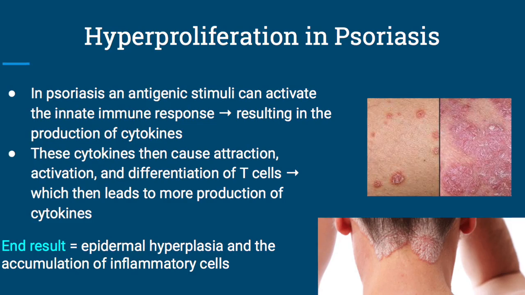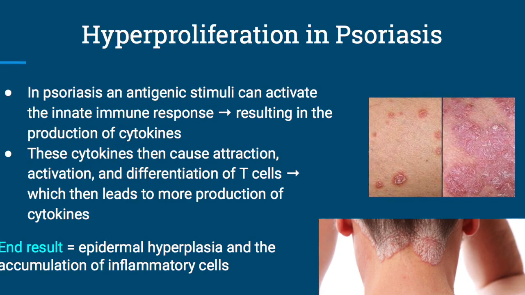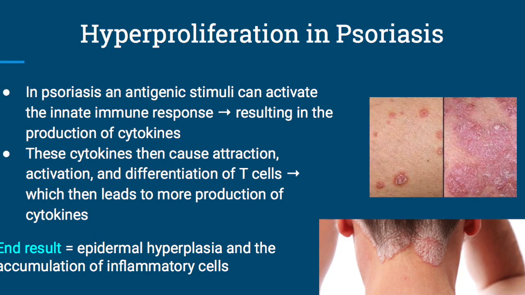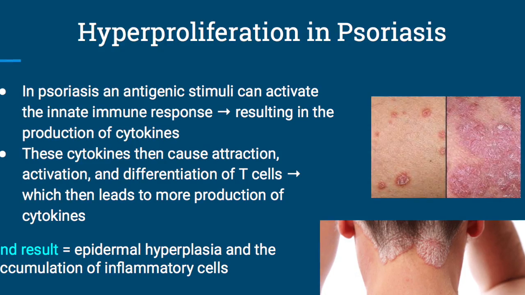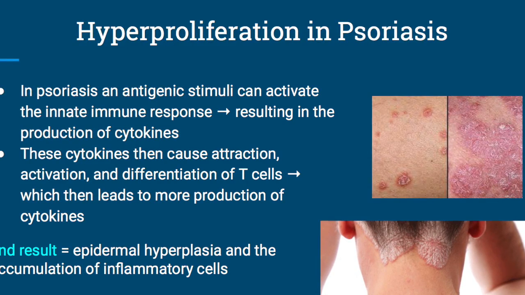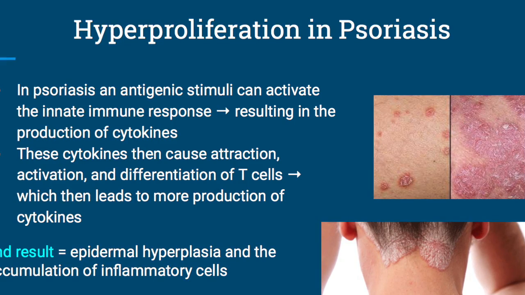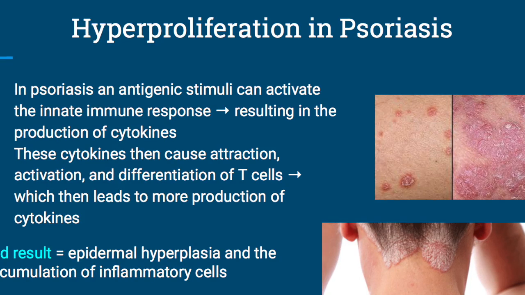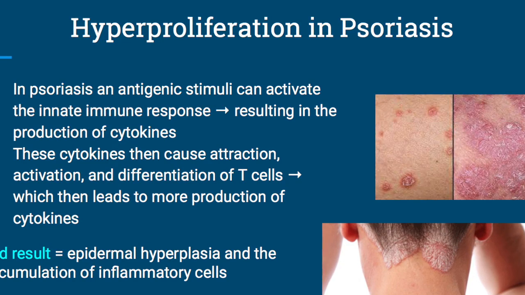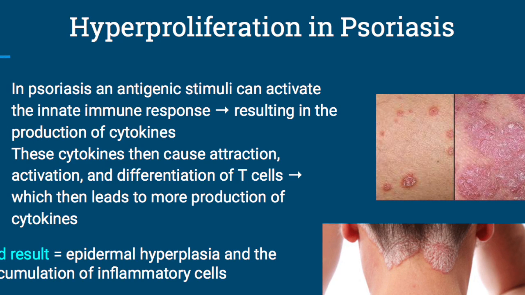So this is like a positive feedback loop that's going on here, which then ends with epidermal hyperplasia and the accumulation of these inflammatory cells. Some of the cytokines that are seen here can be interleukin 23 or interleukin 12 or tumor necrosis factor. And these productions of cytokines usually occur by the specific white blood cells of macrophages, dendritic cells, and neutrophils.